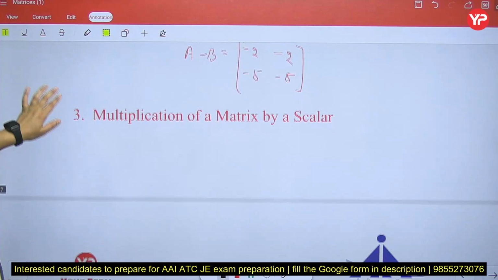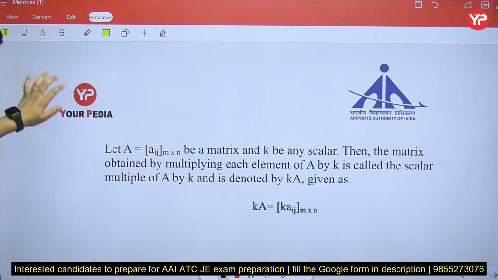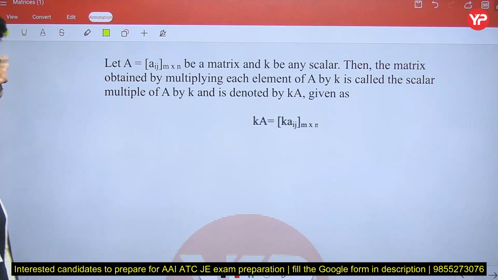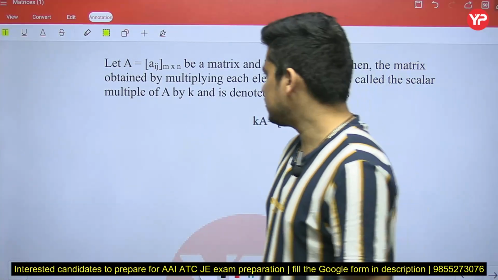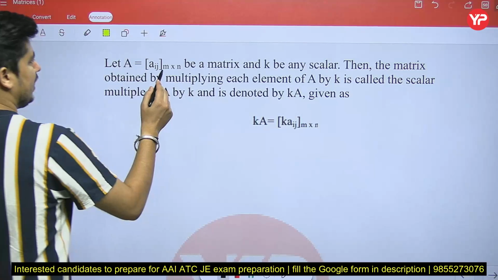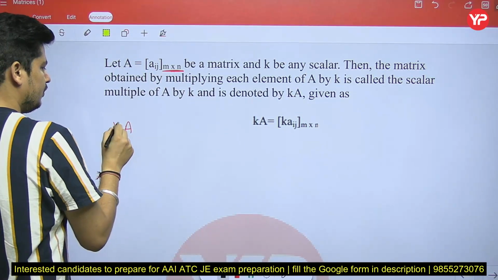Okay. That is multiplication of a matrix by a scalar. It is important, right? Whenever you have a matrix A, let us take that you have a matrix A that is M cross N, and you multiply this matrix A with a constant.